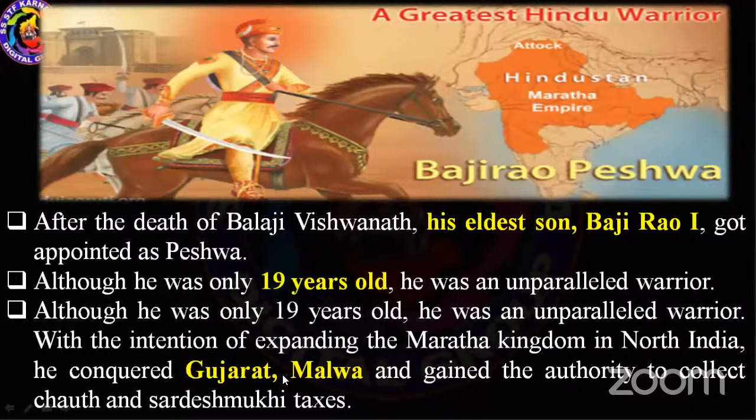He conquered Gujarat and Malwa, and gained the authority to collect taxes. After becoming the Peshwa of the Maratha Empire, he conducted many wars in Gujarat and then Malwa. These were also important, and he captured Gujarat and Malwa from the Mughal native rulers, and got the authority to collect two types of taxes.